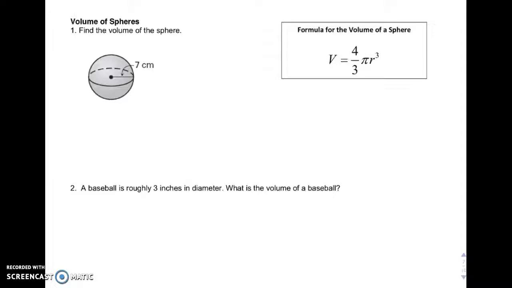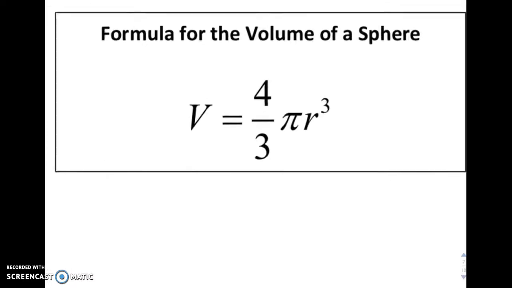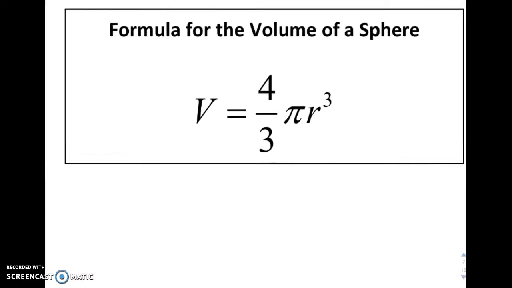We're back for the last video in the series on volume, and it's spheres. This one is completely different than the other four shapes. A sphere doesn't have a base. It's a perfectly round object. And so the formula is a little unique in a way: 4/3 pi r cubed. So we'll pay very close attention to this one.